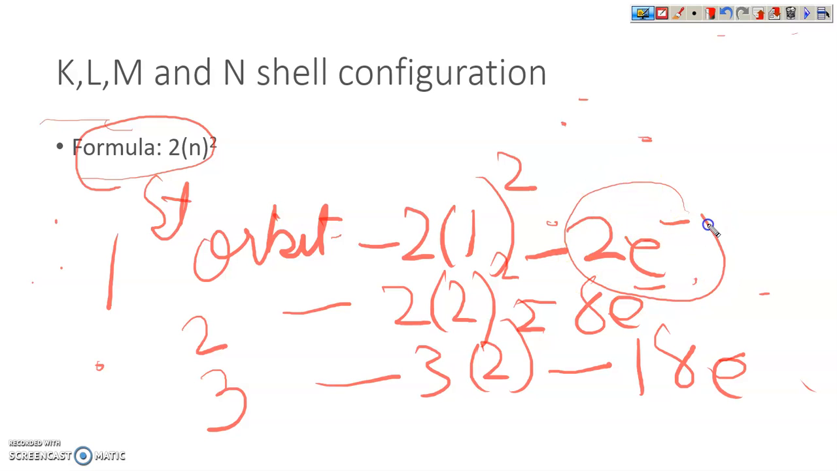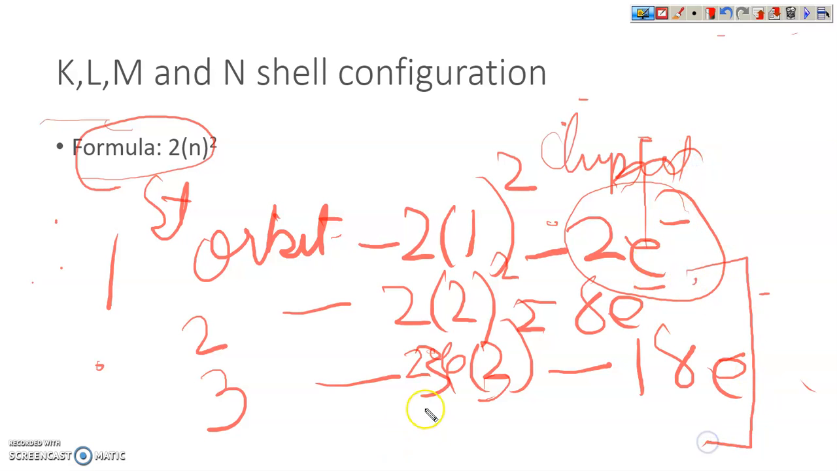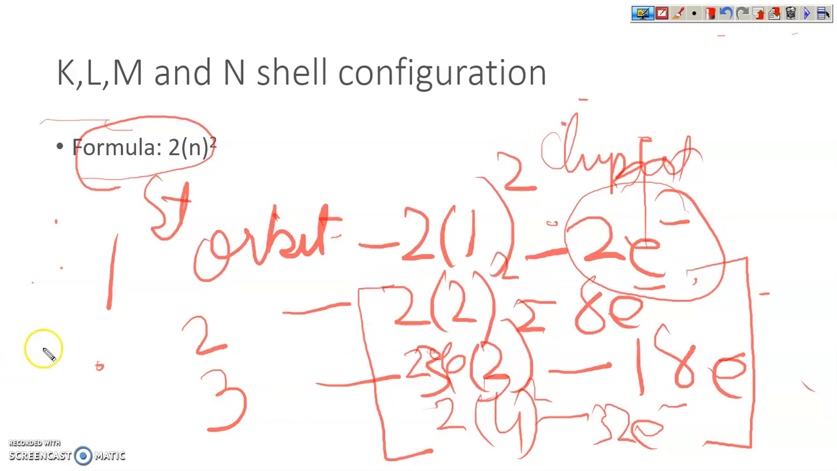Here it should be 2 and here it should be 3. So 2 electrons in the outermost shell is called duplet stability. And for the fourth orbit, it will be 32. And 8 electrons is called octet stability.